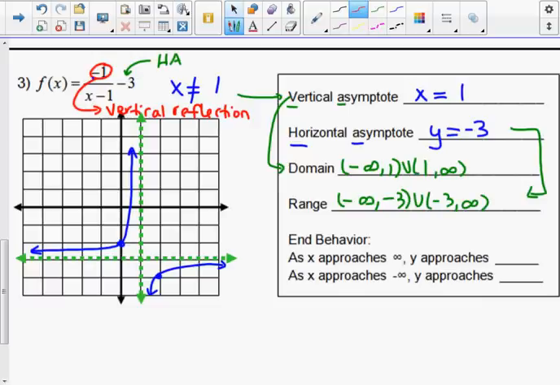For the end behavior, we look to see what happens as our graph goes to the right, and it's approaching the y value of negative 3. As x approaches negative infinity, or as we go left, the curve is approaching again negative 3.